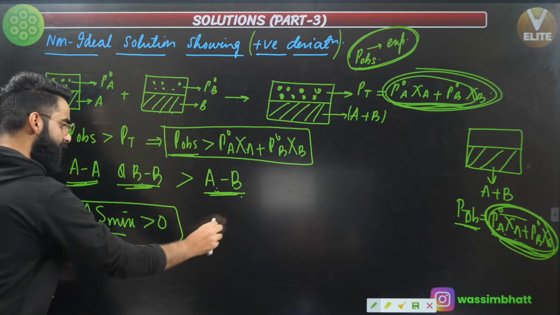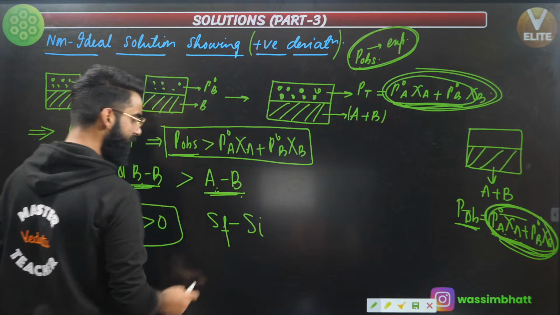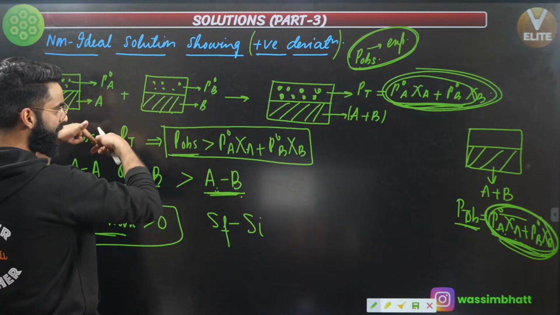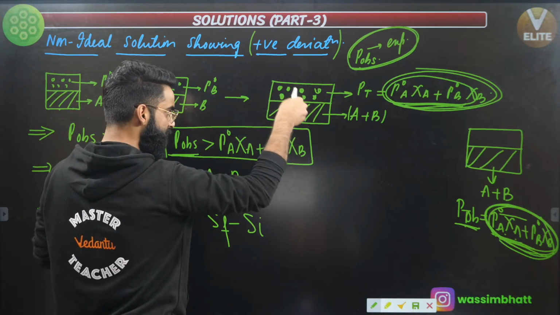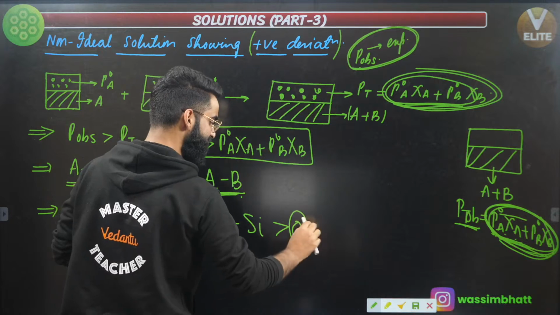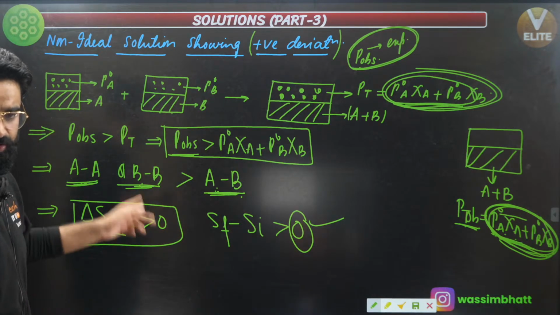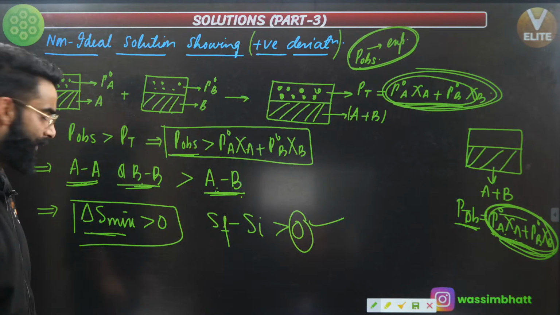Okay, that's why. What is delta S mixing? Basically S final minus S initial, right? When I add these two liquids, the entropy of the solution increases, so S final will be more than S initial. That's why this delta S mixing comes out to be greater than 0, correct? I'm sure this is clear to everyone again, right?